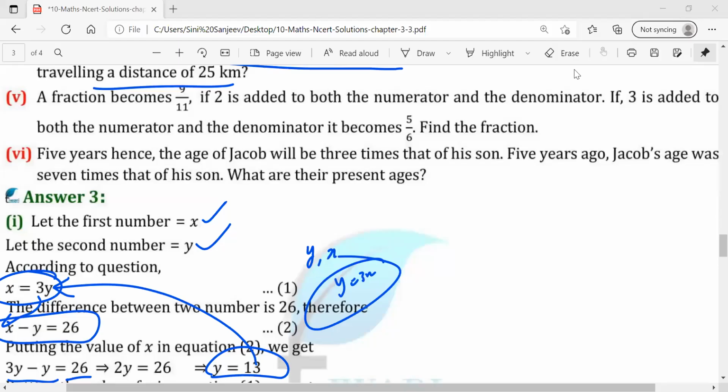Five years hence, this question, the sixth one. Five years hence, the age of Jacob will be 3 times that of his son. Five years ago, Jacob's age was 7 times that of his son. What are their present ages?